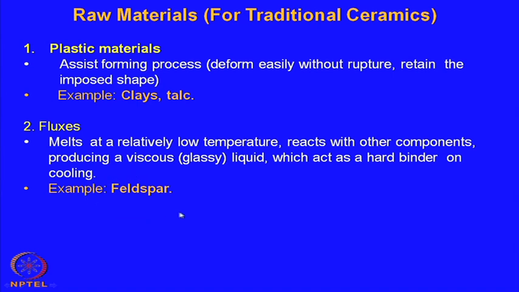This material basically contains some alkali metals like sodium oxide or potassium oxide. So, their names are potash feldspar or soda feldspar, and they act as a flux. The third component is called fillers, which do not melt so easily and at the same time do not produce the plastic mass when mixed with water. So, this is actually a brittle but hard material, and therefore it develops strength after firing or after sintering.